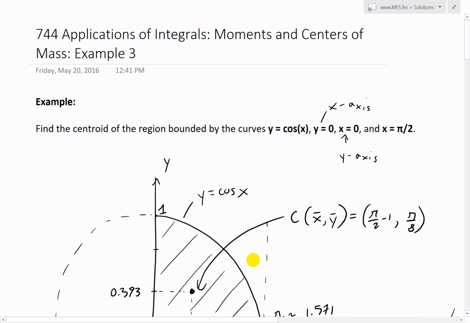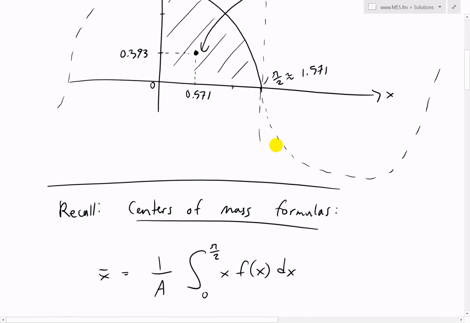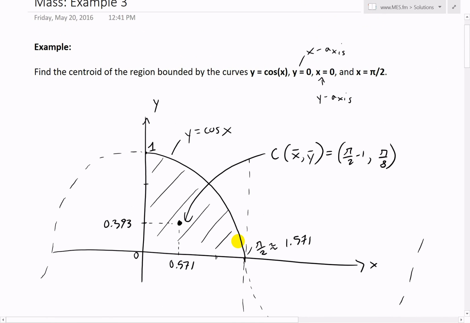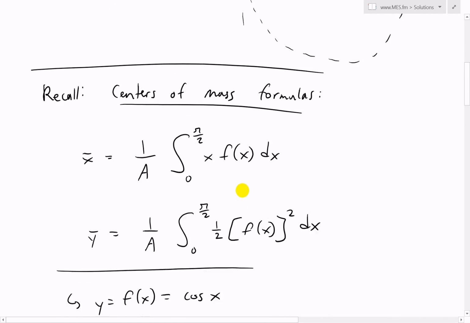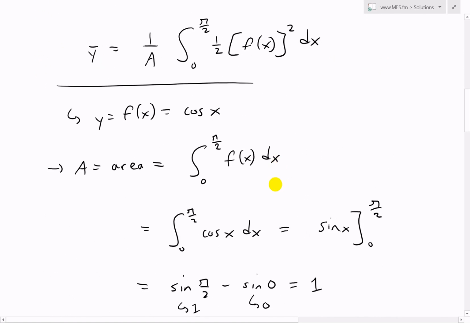So anyways, that is all for today. Hopefully you'll learn from this pretty useful example on finding a centroid of a shape like this using the formulas of centers of mass that I showed in my earlier videos.